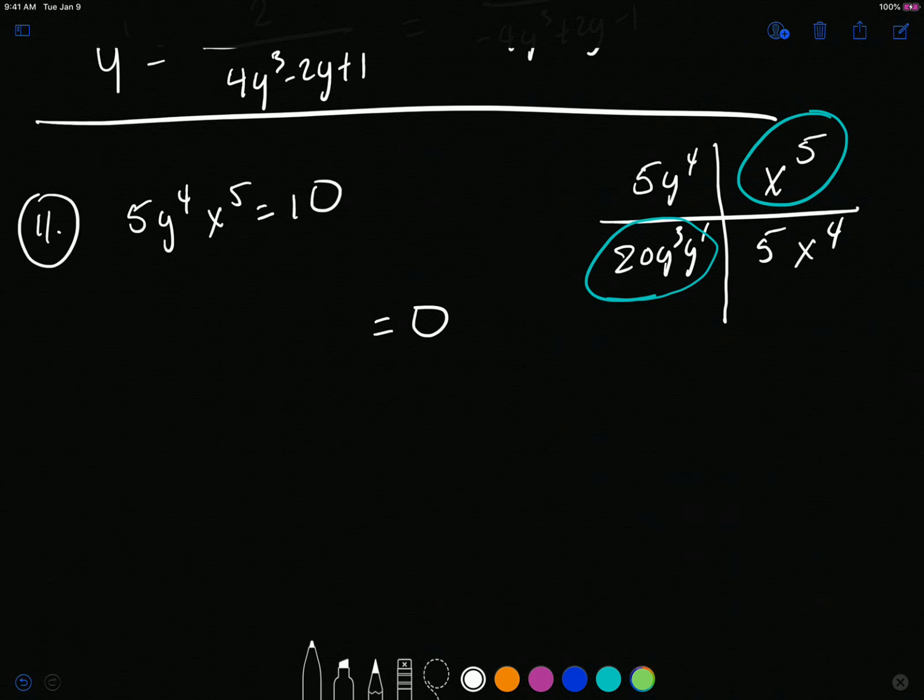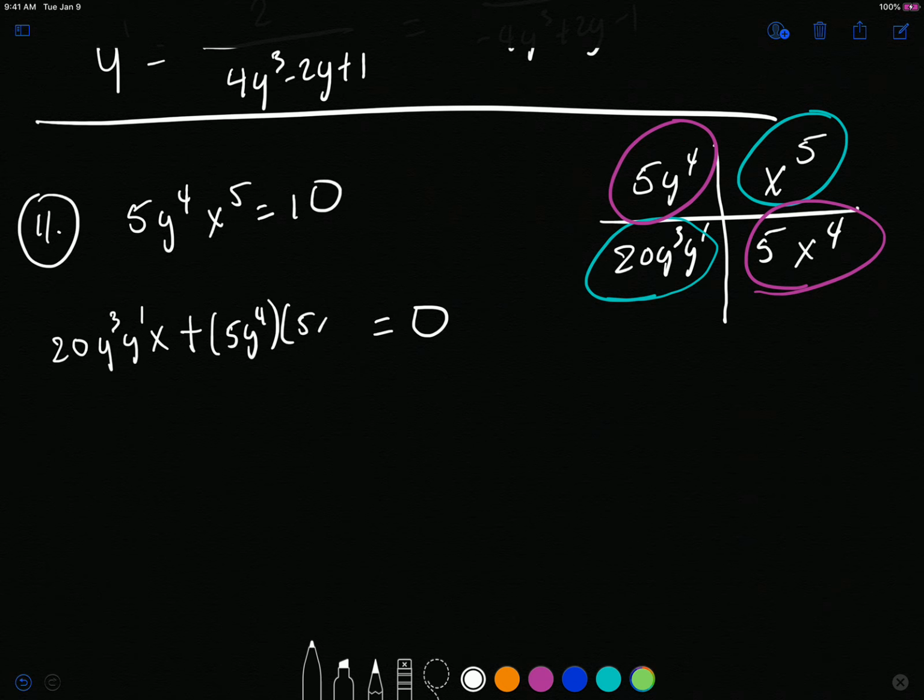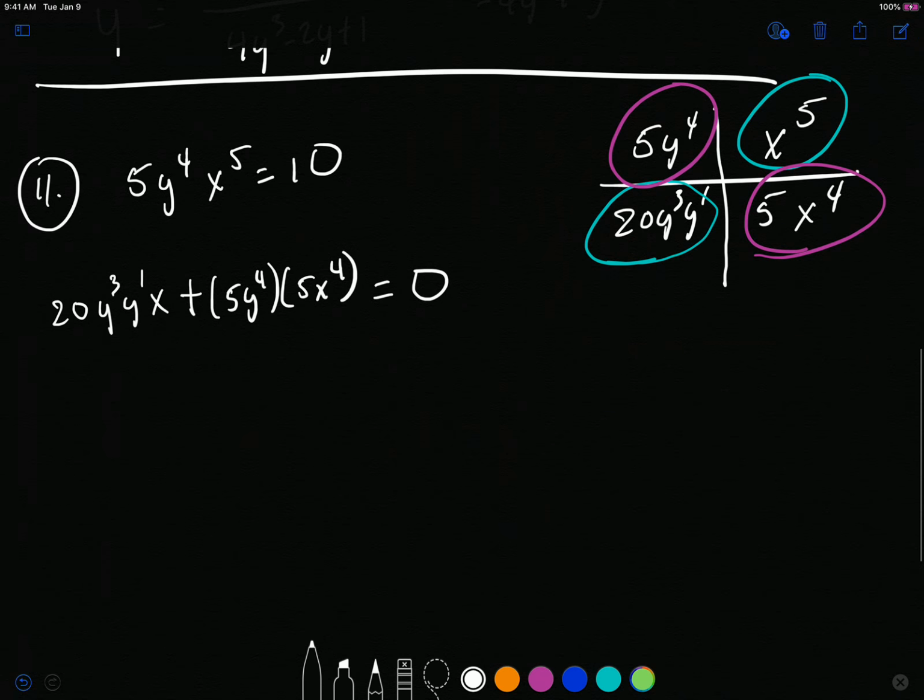And so that gives us 20y cubed y prime times x plus, and then we go with the other two, these times these right here. Because both of these have numbers, I like using parentheses. So that's 5y to the fourth multiplied by 5x to the fourth, again equaling 0. And now I gotta get to the y prime. So I gotta unwind this equation.